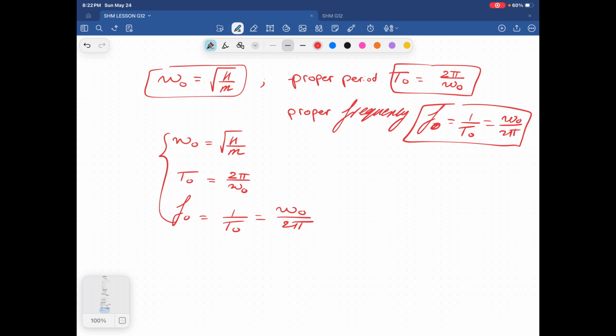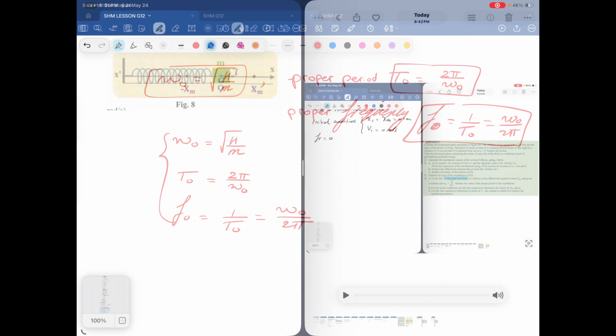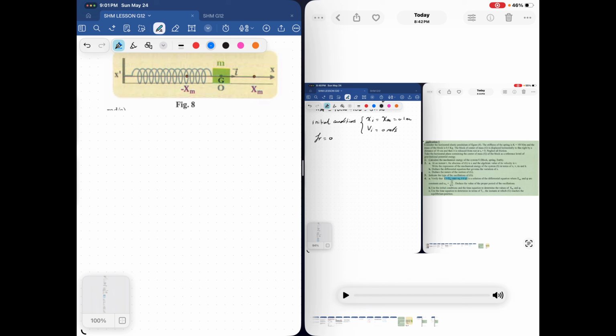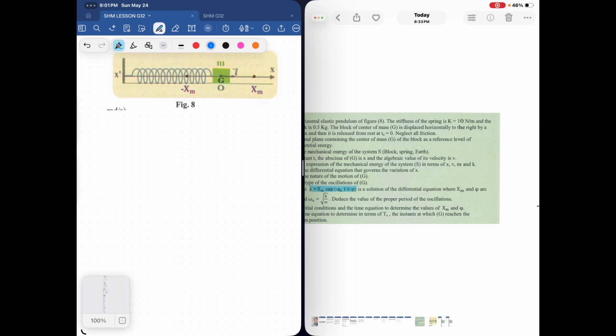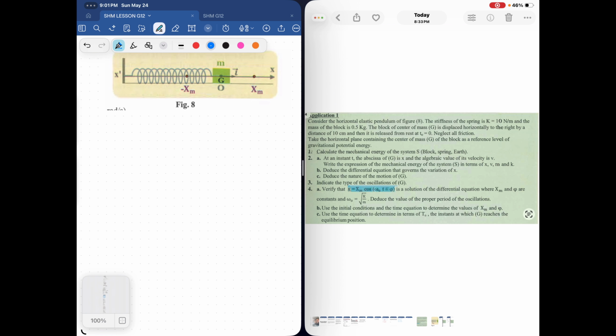Great. Let's go to the question now. We are now going to start with the first real problem of the day, and that is the application number 1. Consider the horizontal elastic pendulum in figure 8, which is the figure in the whiteboard, and the stiffness of the spring is K is equal to 10 newtons per meter. The mass of the block is 0.5 kilograms.